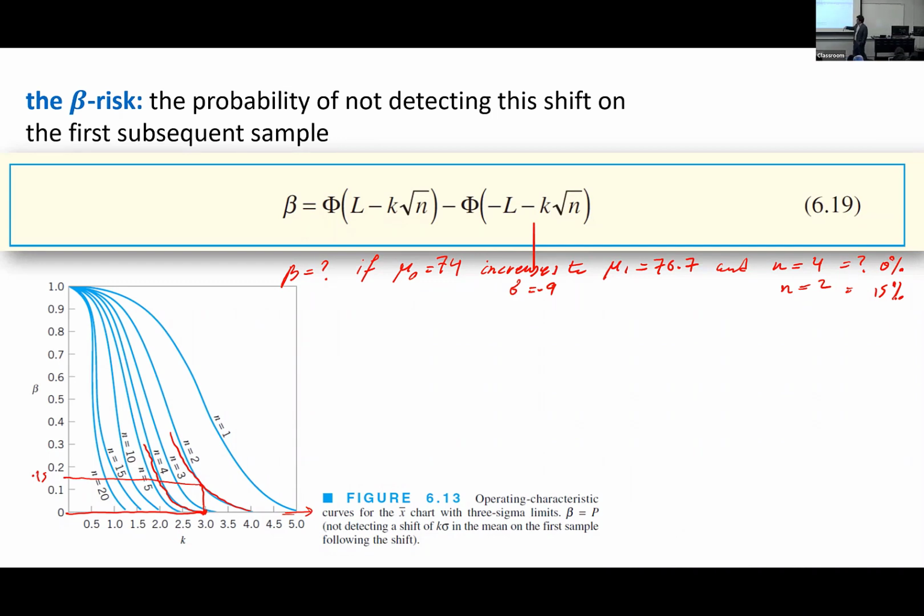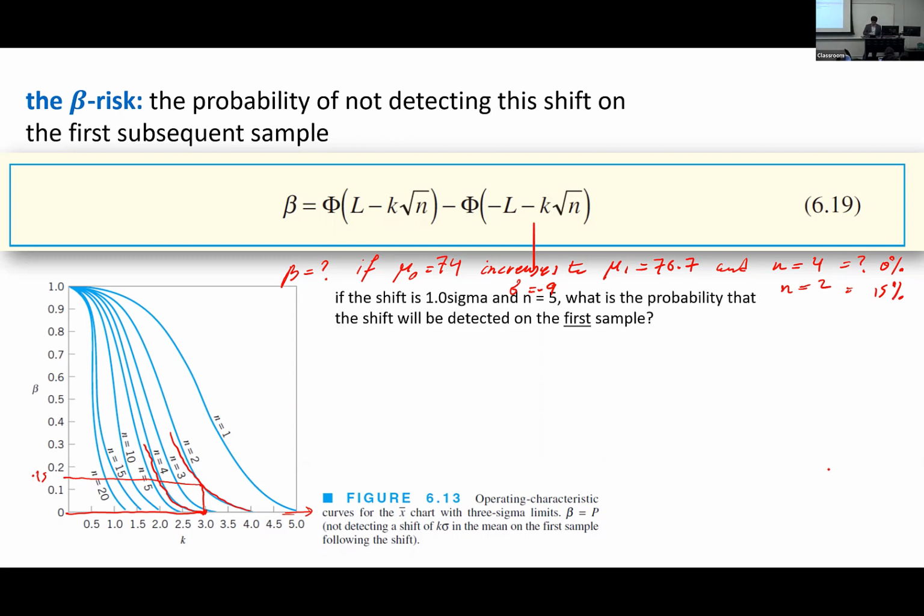Mu and sigma, you have already collected data, took large samples, you have determined process mean, process sigma. All right. But this is where you want to decide on the sample size. So if the shift is 1 sigma and n equals 5, now answer this one. If the shift is 1 sigma and n is 5, what is the probability that the shift will be detected on the first sample? N is 5. Let me erase these so you see better. N is 5. So you look at only the curve that corresponds to n equals 5. And shift is 1 sigma.